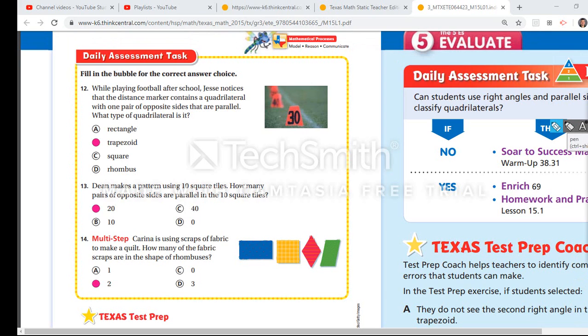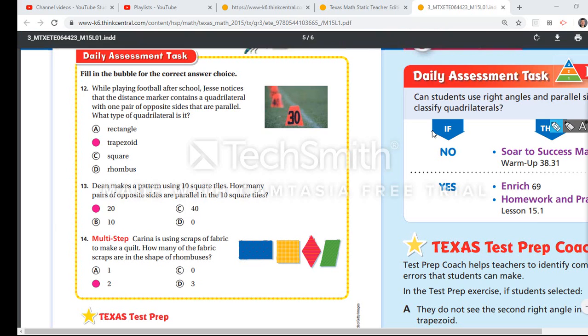Well, we are back going over 15.1, going over your daily task assessment and your homework practice before you go online and take your online quiz. So again, we're classifying quadrilaterals right now, and we're going to take a look at the questions for the daily task assessment and then jump into the homework practice questions. So let's go ahead and get started.